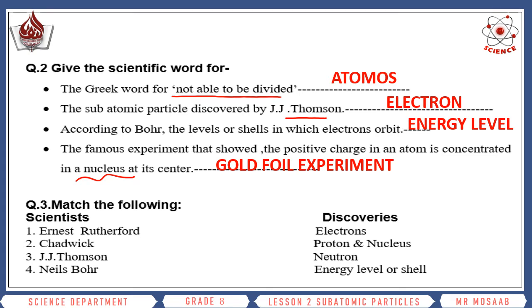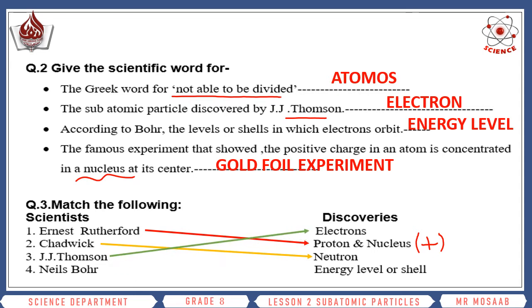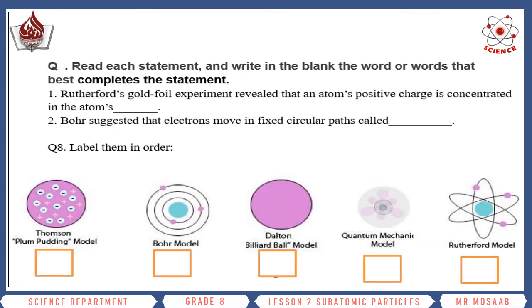Now for the match question. Rutherford discovered protons and nucleus, which are positively charged. He said that proton and nucleus are positively charged. Who proposed this? Ernest Rutherford. Chadwick discovered neutron. Thomson said that he discovered electron. Now Bohr said that electrons orbit around the nucleus in certain or fixed energy levels.